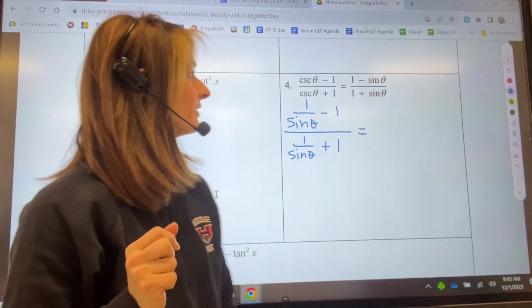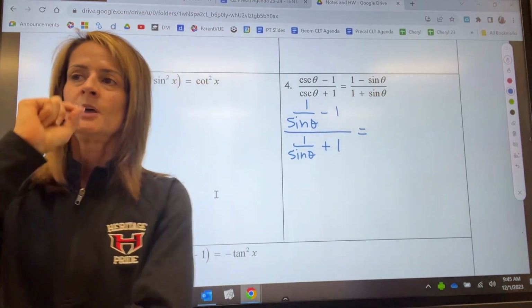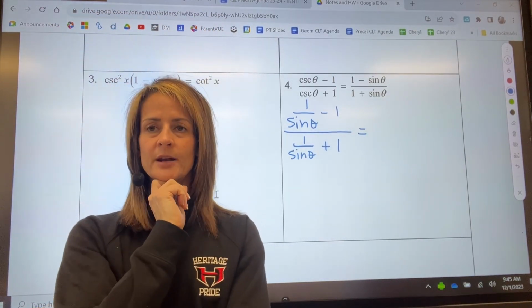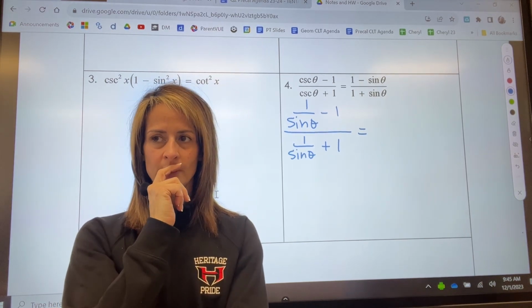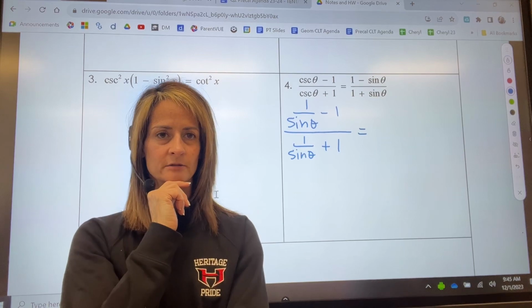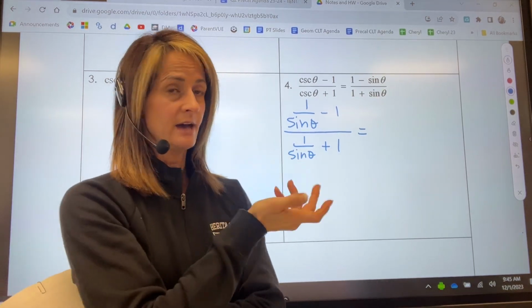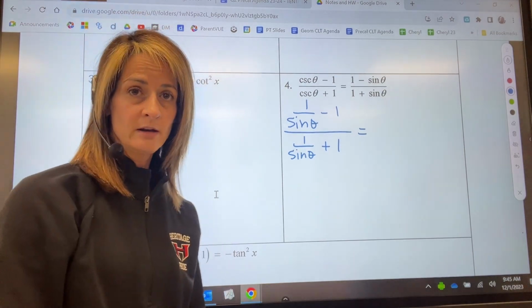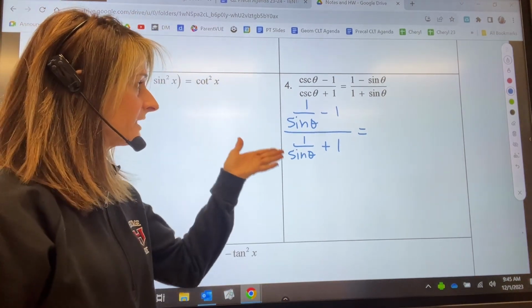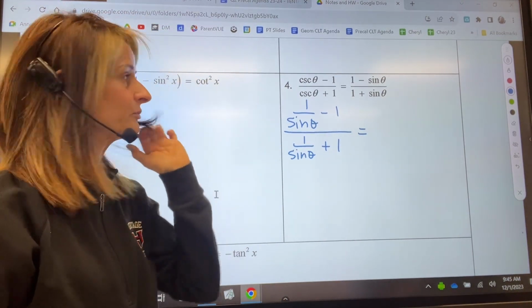Okay, welcome back. We are now on problem 4. A lot of times you're going to get a problem where you're not really sure how to start, and you're just going to try something. I decided there's stuff going on the left and the right, so I decided to start on the left with my reciprocals.